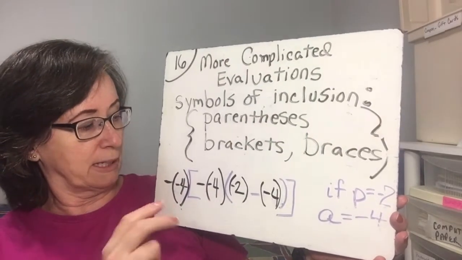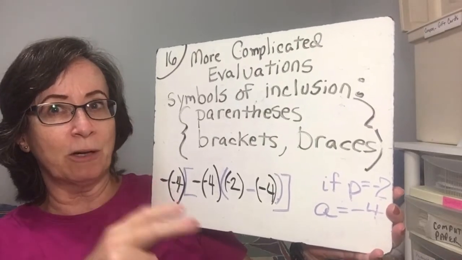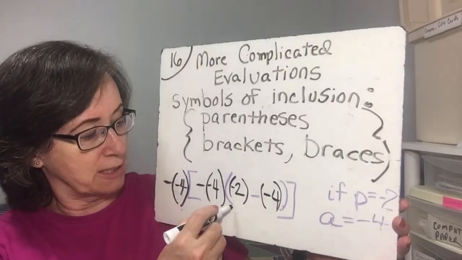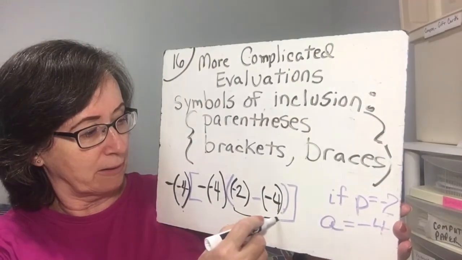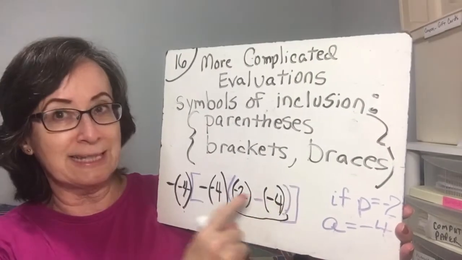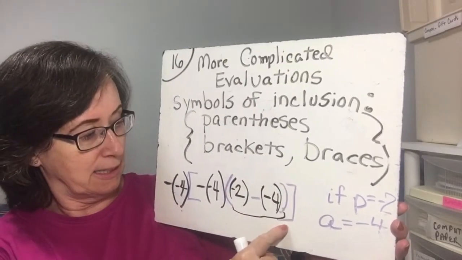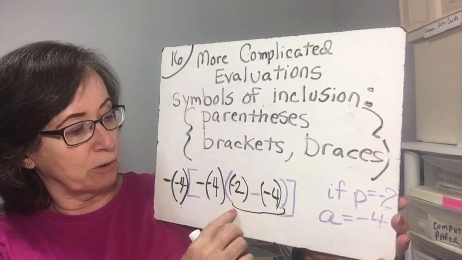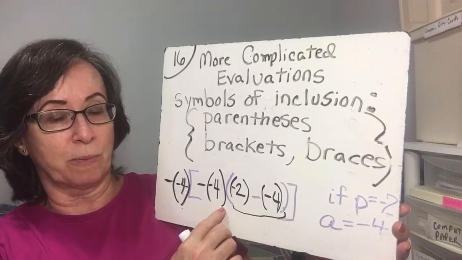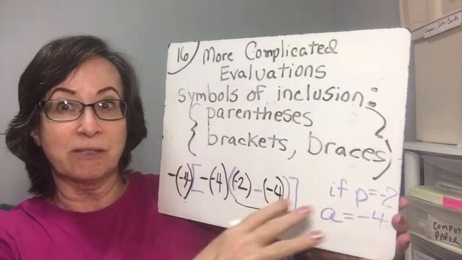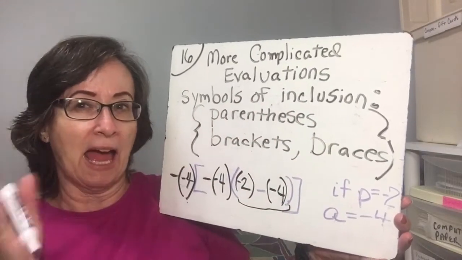Okay, so we're going to come in to the innermost part of our whole expression here, which is this part right in here. See, we had an original parenthesis inside of the brackets. Okay, and so we're going to do this part first. We always work parentheses and all symbols of inclusion inside out.